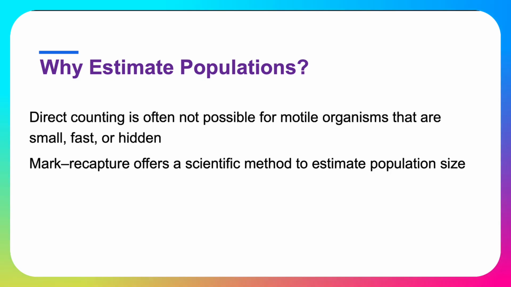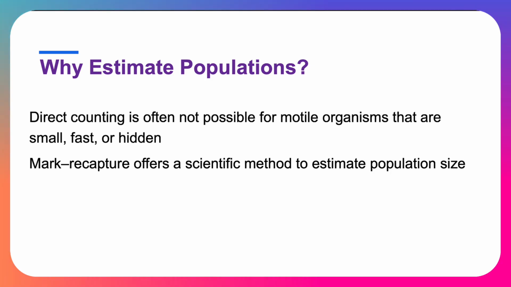Well, first of all, it's generally not possible to count every organism. And that's the whole idea of sampling, which we're going to talk about later. But we're talking specifically here about motile organisms. That means organisms that can move. So it's very difficult. They won't stay still to be counted. And it's particularly difficult for organisms that are small, really fast, or hidden. Just like fish, for example, it's very difficult to get them to stand still to be able to count them.